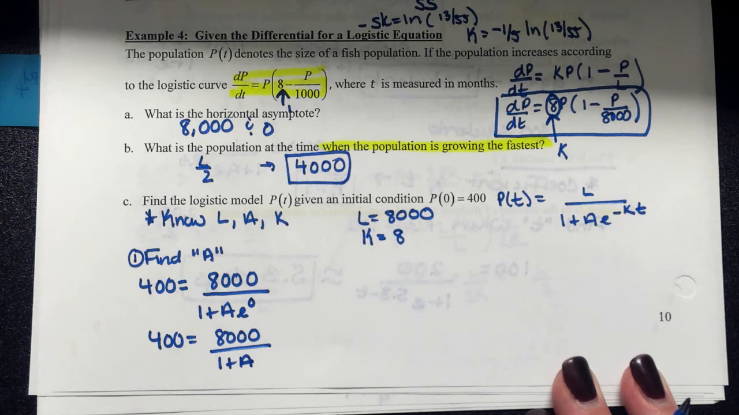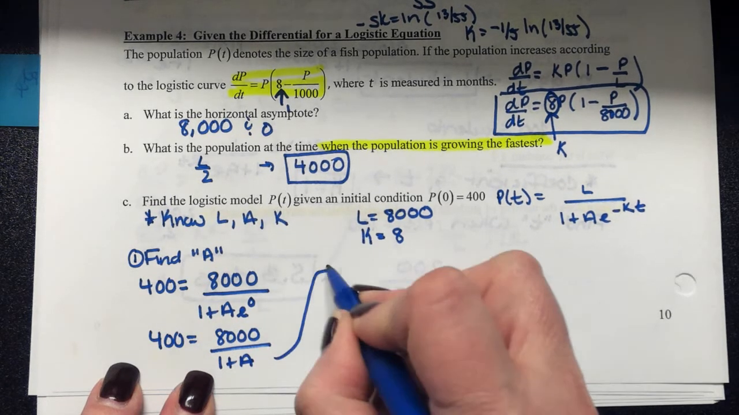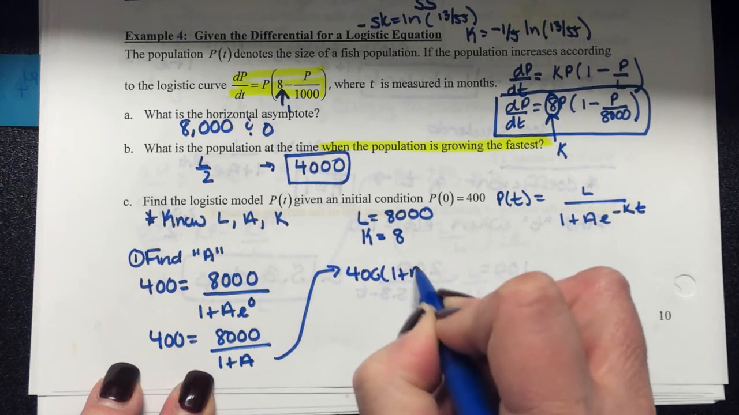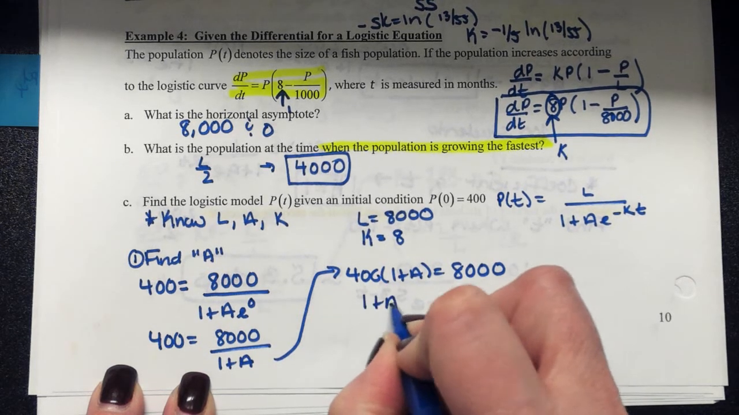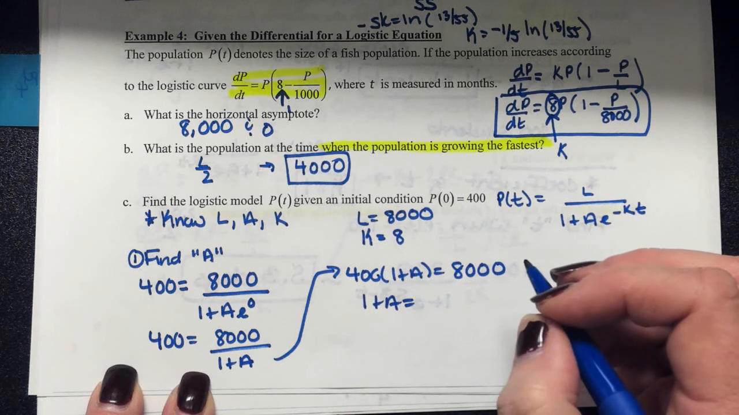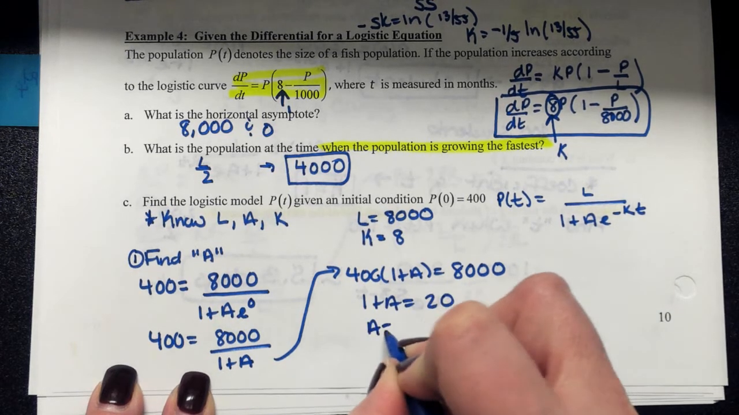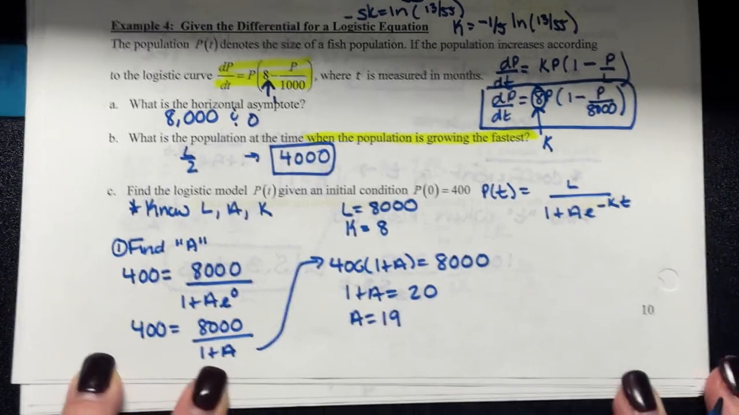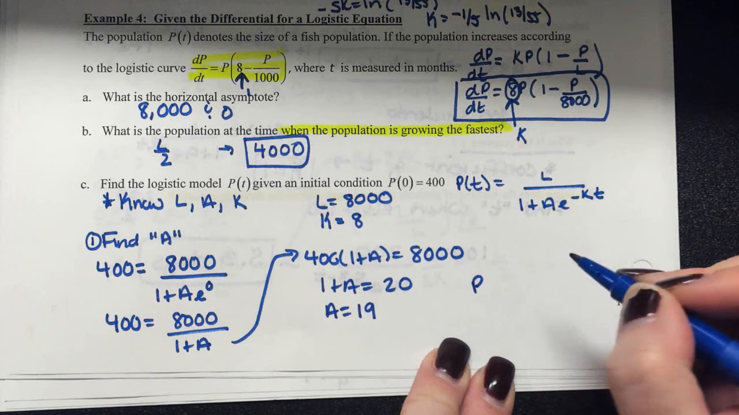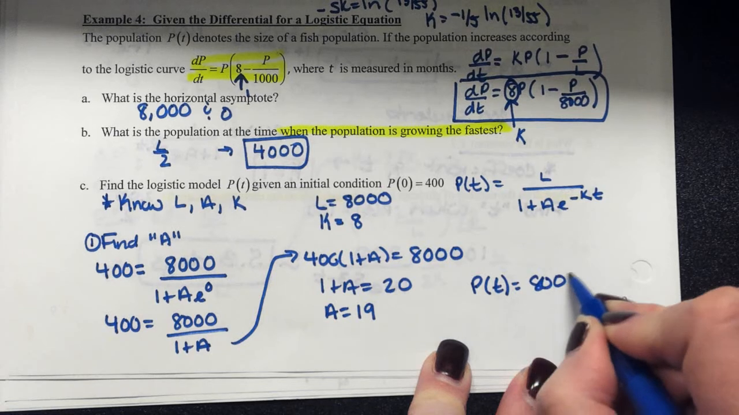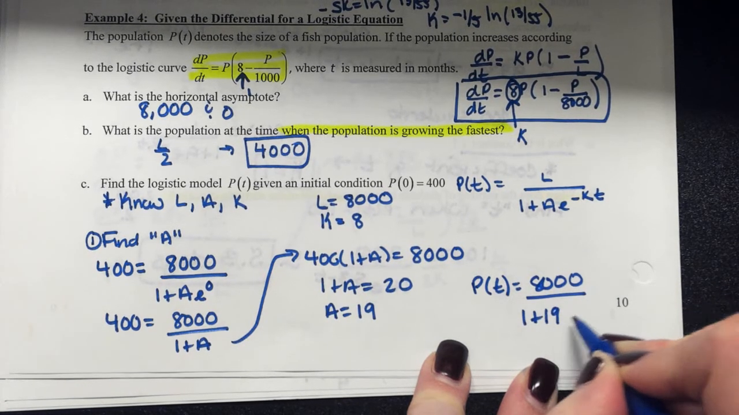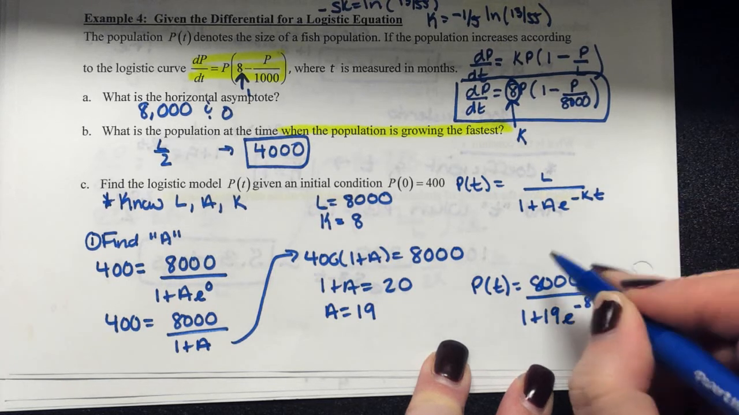How am I going to solve this algebraically? Multiply by 1 plus A. So 400 times 1 plus A is equal to 8,000. Then what? Or you don't have to distribute, you can just divide. What is 8,000 divided by 400? 20. So what's A equal to? A is equal to 19. So now you know your A, L, and K, and you can finish writing the equation. P of t is equal to 8,000 divided by 1 plus 19 times e raised to the negative 8t power.